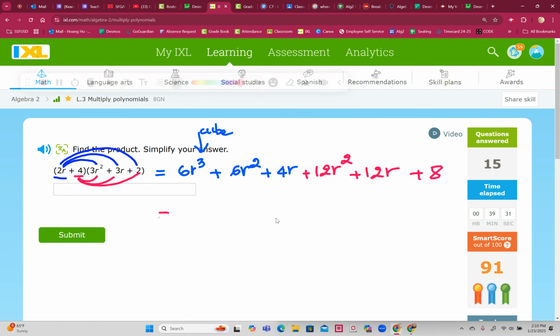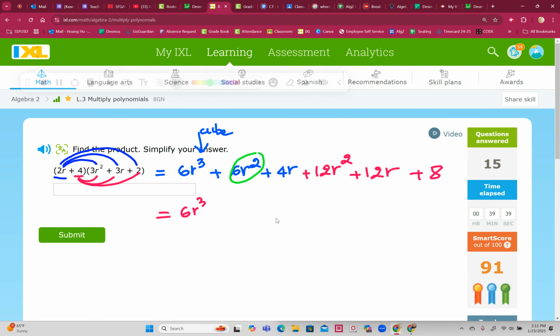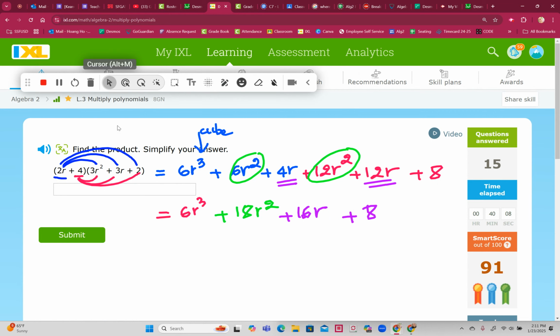So now combine like terms. 6R cubed, you cannot combine with anything. But look at the squares. 6R squared and 12R squared. This is you adding, alright? You do not multiply, you add. 6R squared plus 12R squared should be 18R squared. The next one is the R terms: 4R and then 12R. Is that 16R? And then number 8 in the back. That's it. You put it in the box with no space.